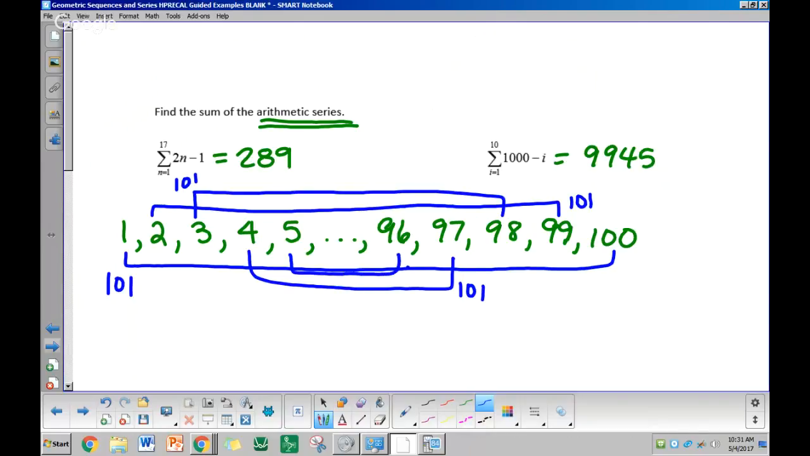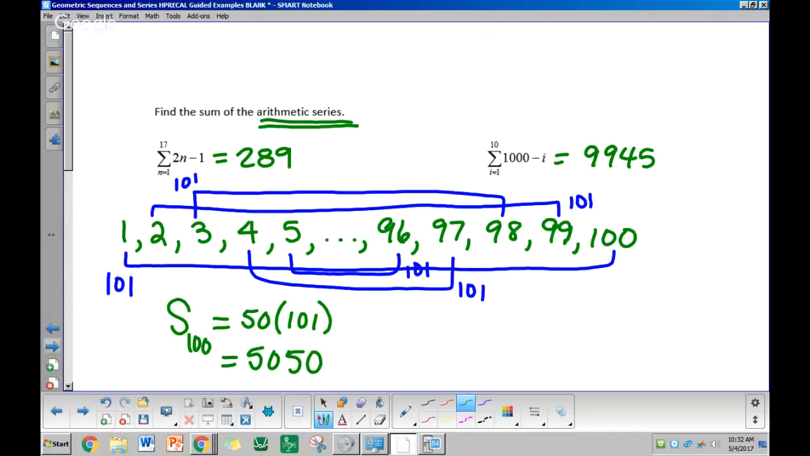How many pairs of 101 do I have? 50. So all I had to do was say the sum of 100 numbers was 50 pairs of 101. And I can do that in my head. That's just 50 times 101, or 5,050. That's a smart kid. How old was he? I don't know the answer to that. But they named Gaussian elimination after him. That's how bright he was.